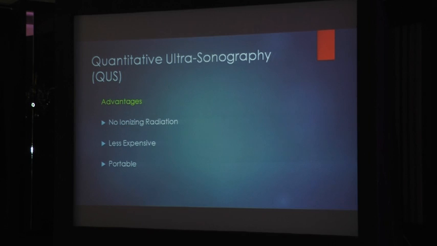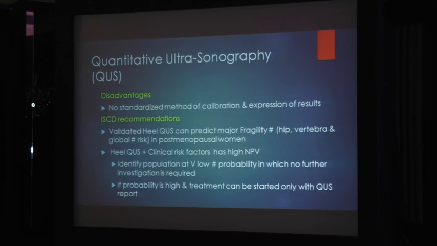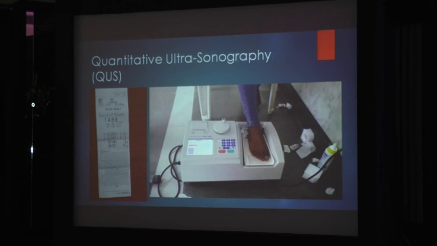Advantages: definitely no ionization, less expensive, and it is portable. Disadvantages: the WHO criteria cannot be applied, there is no calibration of the results, and the ISCD does not recommend it to predict fragility fracture. And heel ultrasound with clinical risk factors again has a high negative predictive value. This is the machine used for this, and this is how the report comes.